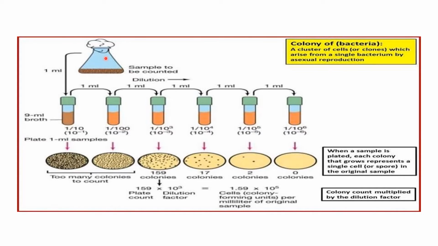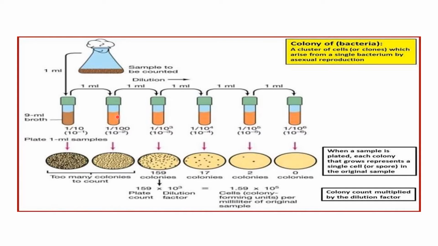So here you can see this is your conical flask which consists of the sample. Now from this sample we have taken 1 ml of the sample and added it into the test tube which consists of 9 ml of broth. Now if you have added 1 ml of sample in the first tube which consists of 9 ml of sterilized broth, this will be your 10⁻¹ dilution.